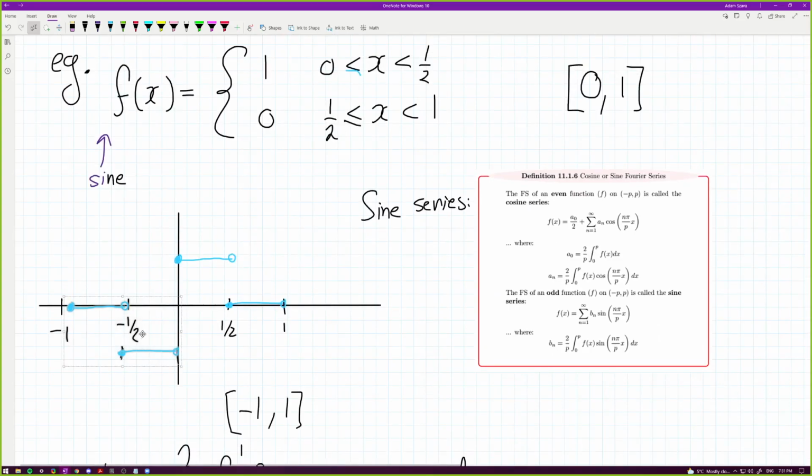If I chose a cosine series, then the graph would look like this instead. It would be that because doing the cosine series is extending it in an even way. That's what the cosine series is doing. And if I did the Fourier series, it would extend it like this. It would just go up and down, up and down, up and down.